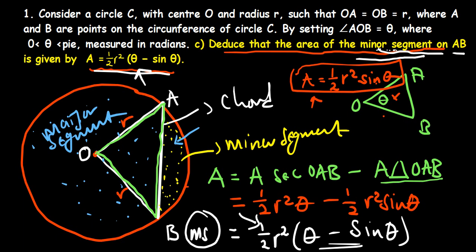So what is remaining now is to show the area of the major segment. Alright, so how do we show the area of the major segment? It's very simple. We just subtract the area of the entire circle minus the area of the minor segment. So let me go to the next page.